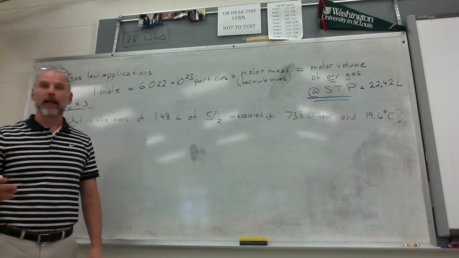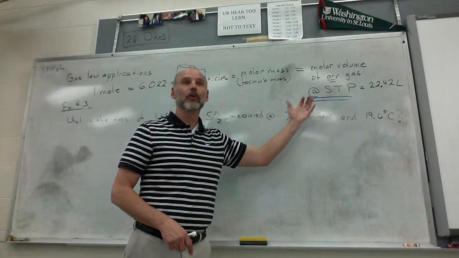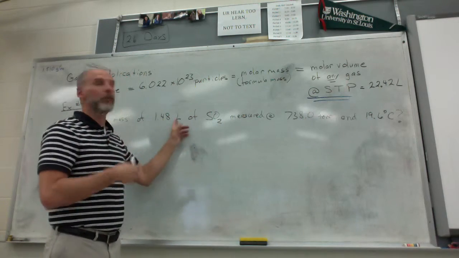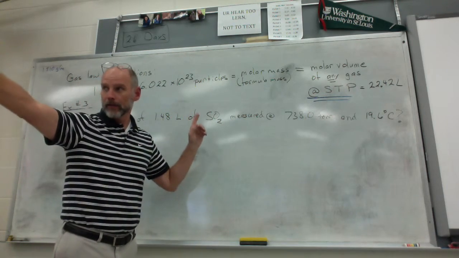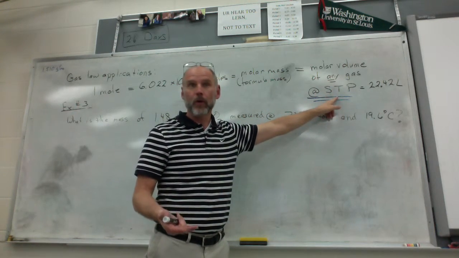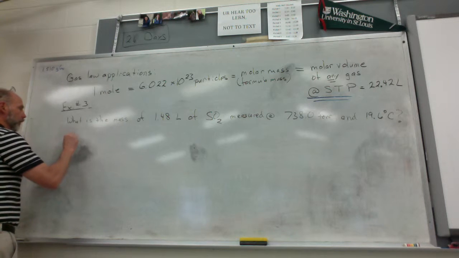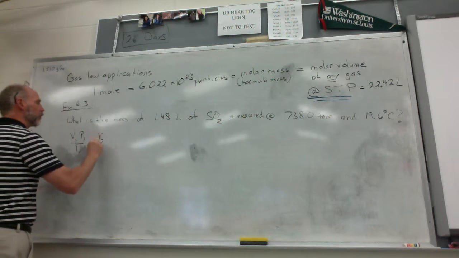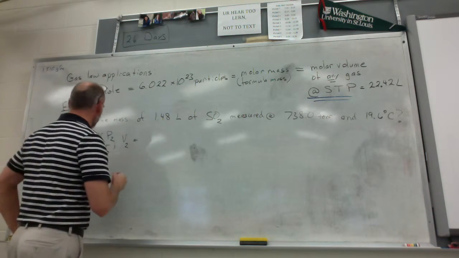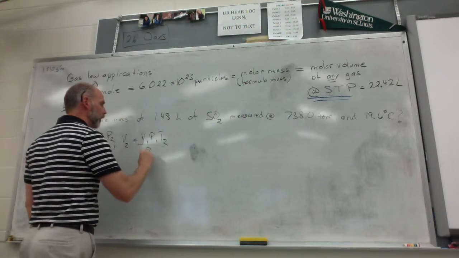What have we been doing for the last couple of days? Converting non-standard conditions to standard conditions, right? And so if we know the volume at STP, we can then use this to find moles, and once we know the moles, we can find the mass. So here we go. We're going to have to do V1 P1 T1 equals V2 P2 T2. V2 equals what? V1 P1 T2 over P2 T1.